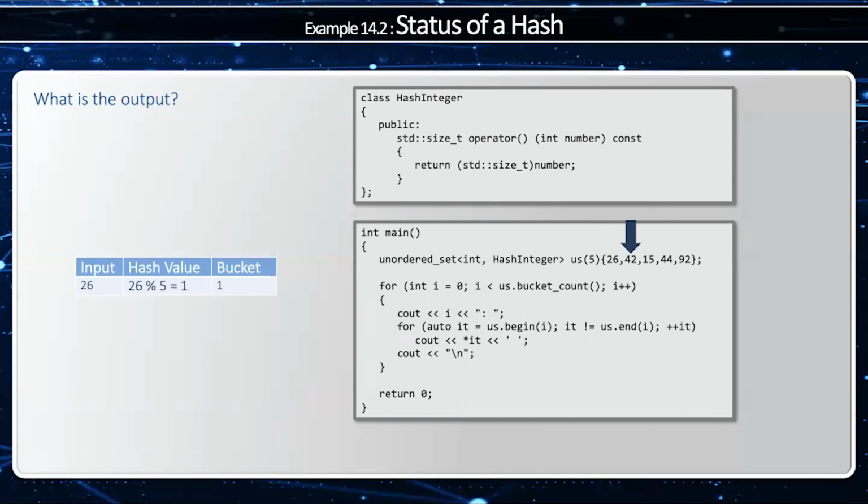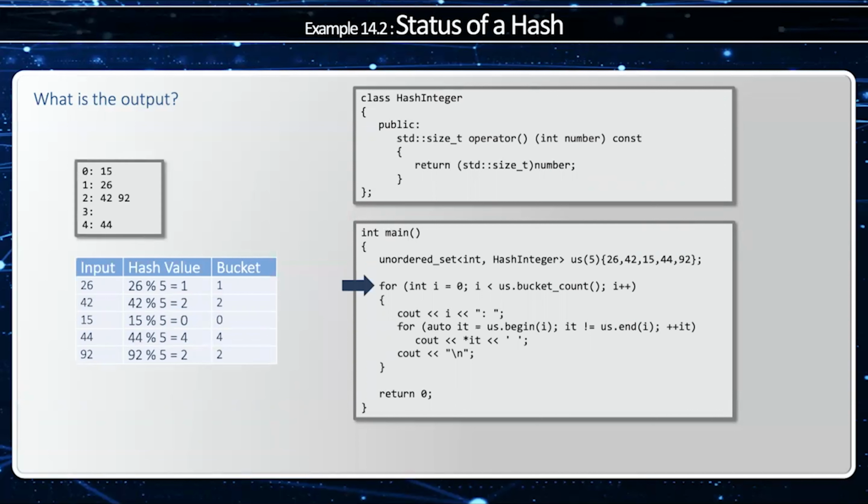42 mod 5 is 2, it goes in bucket 2. 15 mod 5 is 0, goes in bucket 0. 44 mod 5 is 4, it goes in bucket 4. And 92 mod 5 is 2, which goes in bucket 2. So when I display the contents of the hash function, we'll see that bucket 0 has 15, bucket 1 has 26. Bucket 2 has 2 values, 42 and 92. Now, since 42 is inserted first, it goes first in the list associated with that bucket.